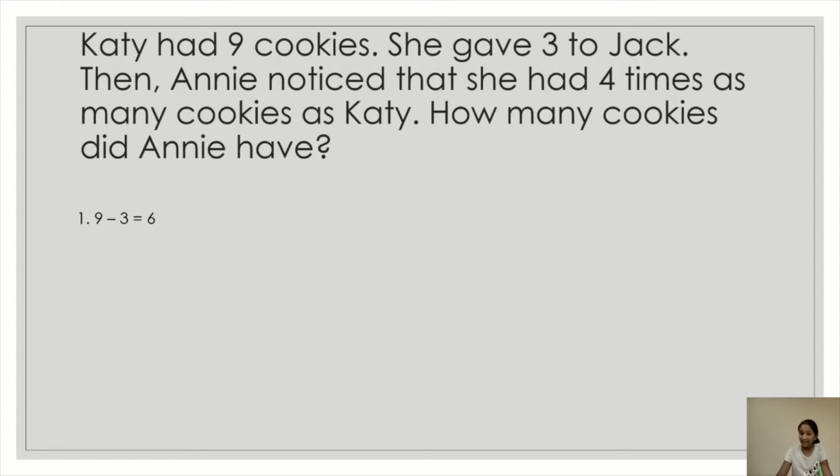Six times 4 equals 24. So what does Annie have? She has, dun dun dun, 24. Annie has 24 cookies. Hooray! We found out the answer. Let's move on to the next problem now.